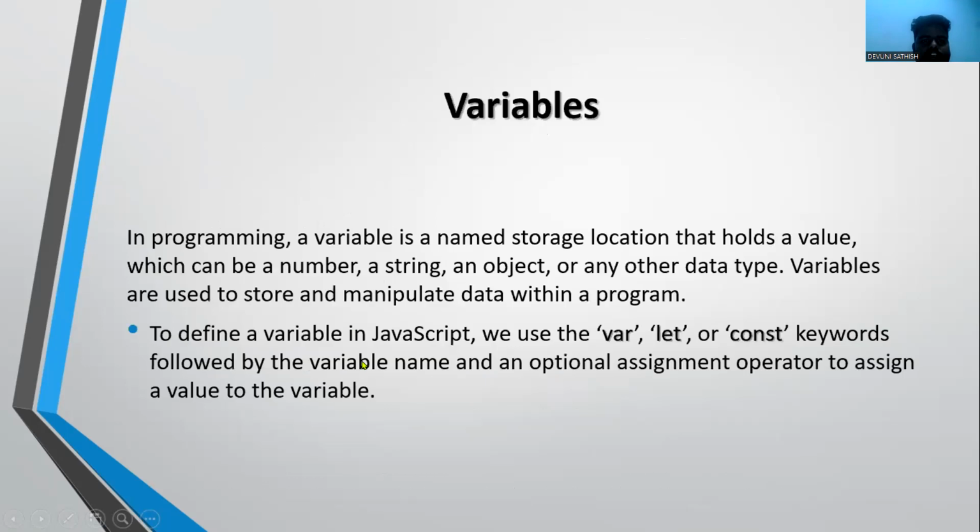So coming to the next, variables. A variable is a named storage location that holds a value, which can be a number, a string, an object, or any other data type. Here we define a variable in JavaScript with the var, let, or const keywords, followed by the variable name and an optional assignment operator to assign a value to the variable.